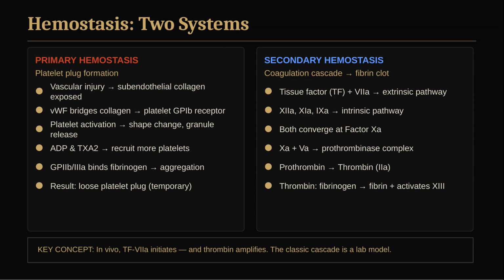Hemostasis has 2 arms that work together. Primary hemostasis forms the platelet plug, fast, temporary. Secondary hemostasis, the coagulation cascade, reinforces that plug with fibrin. The critical teaching point is that the classic cascade is a laboratory model. In the living patient, tissue factor initiates everything, and thrombin is the amplifier. Thrombin activates factors 5, 8, and 11, recruits more platelets, and converts fibrinogen to fibrin. Without thrombin, there is no stable clot.